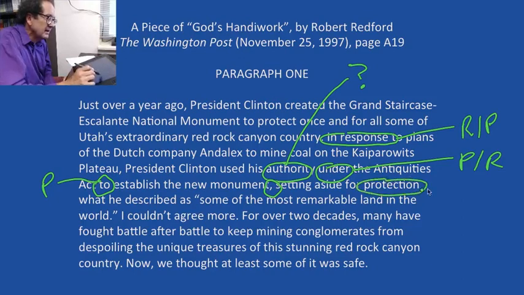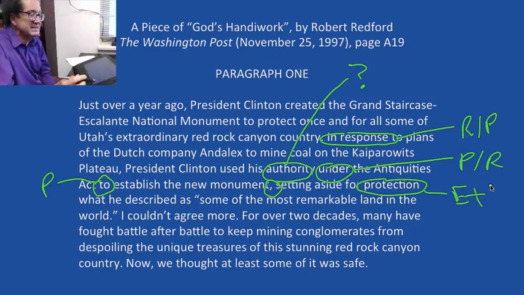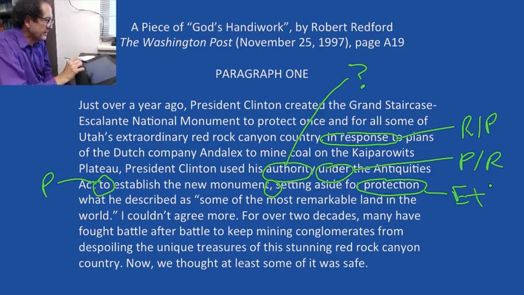Protection, again, that's going to be evaluative, right? Because to protect something is to keep it safe from harm. Harm is bad, so protecting it must be good. When you explain what protection is, you're going to need to use the words good and bad, as we saw in the first sentence. What about these little quotation marks? I love quotation marks. You got to watch out for them. What he described as some of the most remarkable land in the world.